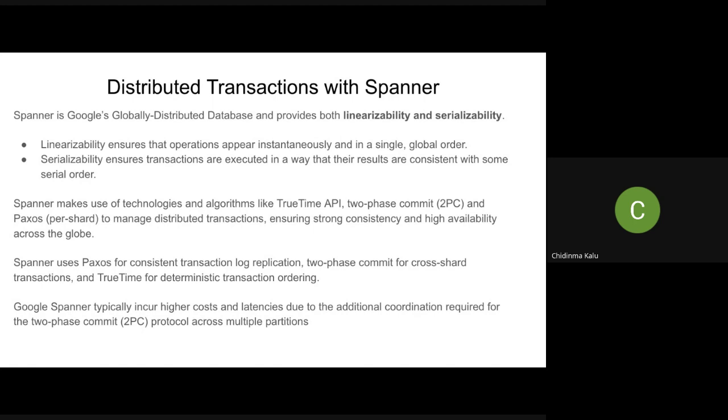Remember earlier when we said Calvin uses Paxos, but on a global level, in the sequencer, to determine the order in which the transactions should be executed. However, Spanner uses Paxos on a shard level, so it's not global. Google Spanner typically incurs higher costs and latencies due to the additional coordination required for two-phase commit across multiple partitions.